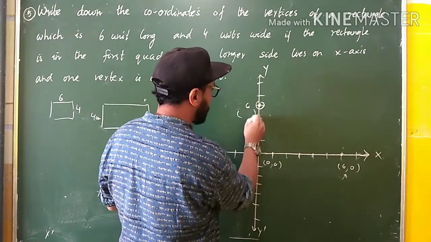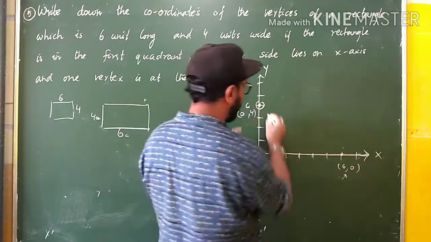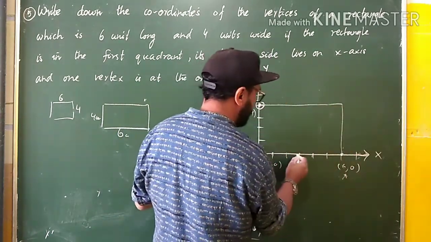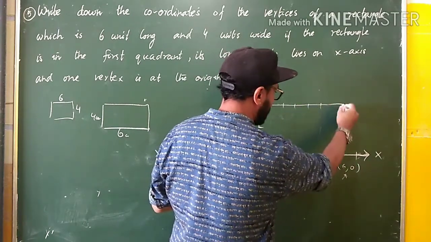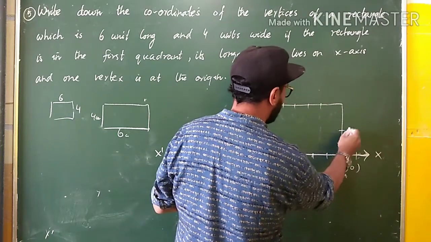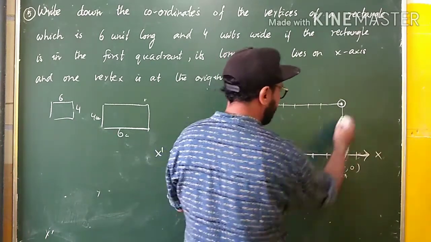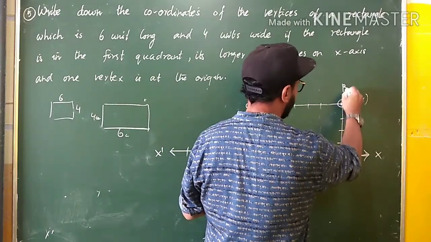So what will be its coordinate? Its coordinate will be x is 0 and y is 4. Now let's draw a perpendicular from here and here. So this is 1, 2, 3, 4, 5, 6. Here also it has to be 1, 2, 3, 4, 5, 6. And here also it has to be 1, 2, 3 and 4. So what will be the coordinate here? 6 and y is 4. So let's take this as B.